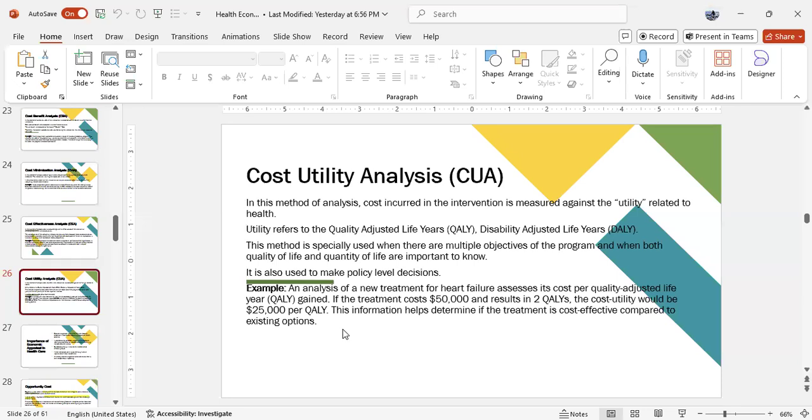Example, an analysis of a new treatment for heart failure assesses its cost per quality adjusted life years gained. If the treatment costs $50,000 and results in 2 quality adjusted life years, the cost utility would be $25,000 per quality adjusted life years. This information helps determine if the treatment is cost effective compared to the existing options.